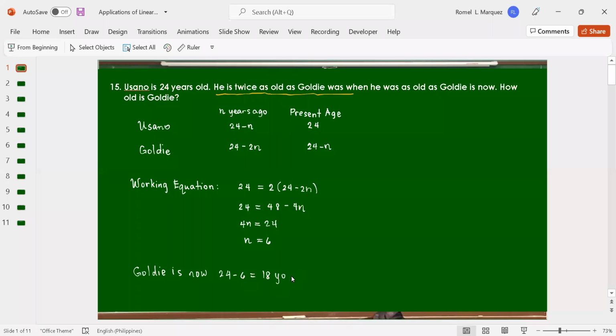Okay? So Goldie is 18 years old. Did you get this, guys? By the way, again, this is not the only way to solve it. It depends on how you represent the problem. Okay?